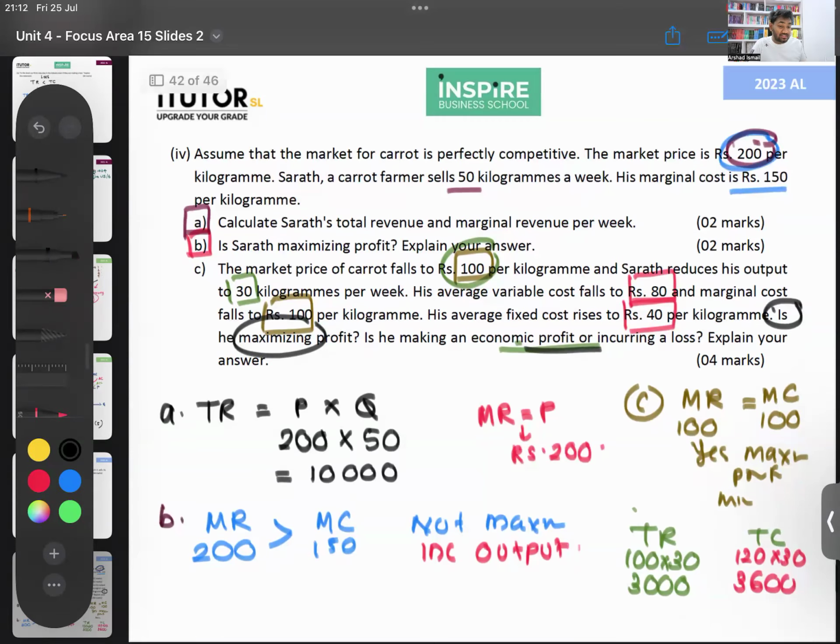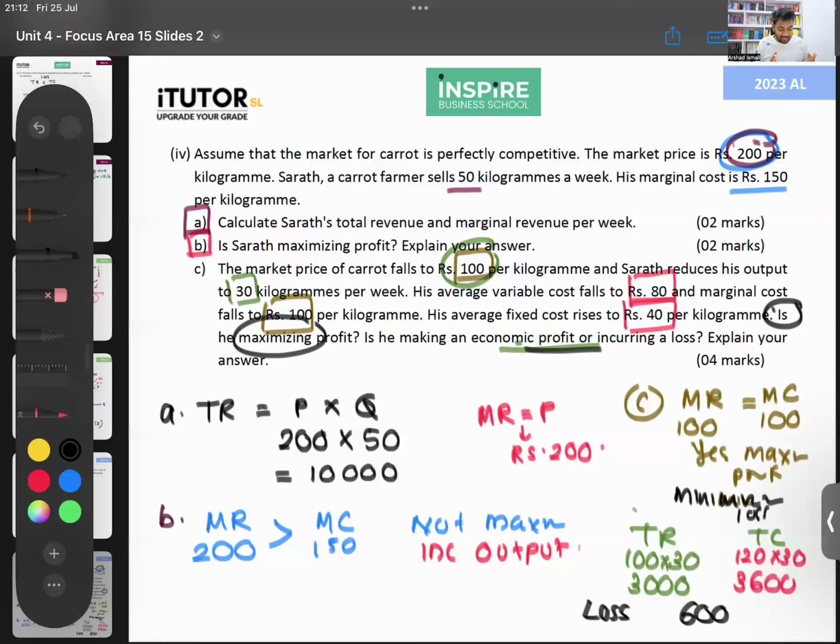So is he making an economic profit or loss? He's making a loss. A loss of how much? A loss of 600. So for the first part, you can say he is minimizing his loss. He is making a loss, so he's minimizing his loss. You can say maximizing profit, with minimizing his loss in brackets.